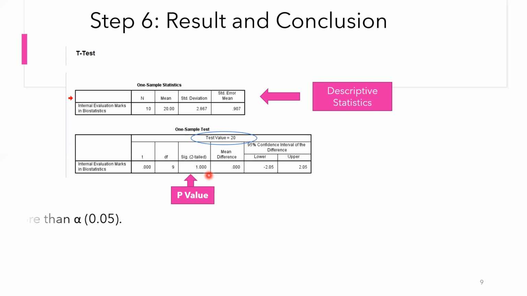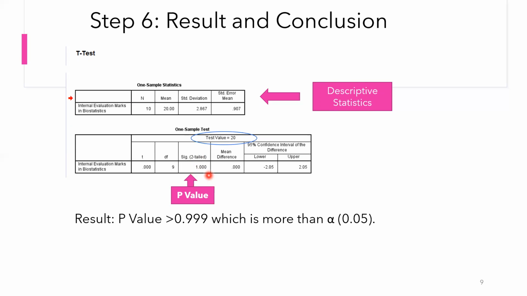But in statistical theory, the p-value is a probability. We do not write that it is 1.000, we write it as p-value more than 0.99. So the p-value from our data is more than 0.99, which is more than alpha, which we set at step number 2 at 0.05.